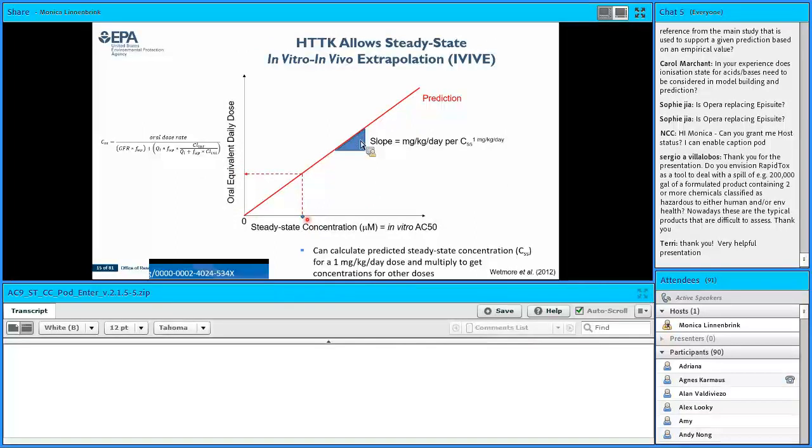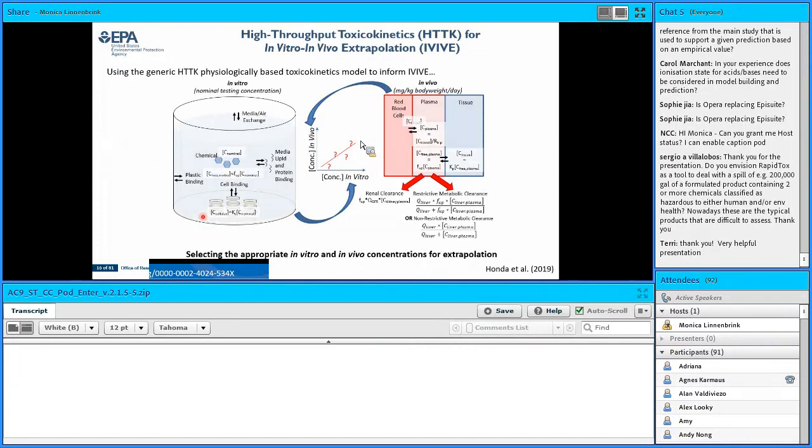Well, we can reverse the axes. Then we can go from a steady state concentration to a daily dose. We can do this with an in vitro AC50. We can do this with an in vitro ACC. Any concentration you want, you can use this linear model to come up with a predicted linear dose that would cause that concentration. And so that's what we call reverse dosimetry in vitro to in vivo extrapolation. It's a very simple model for in vitro to in vivo extrapolation.